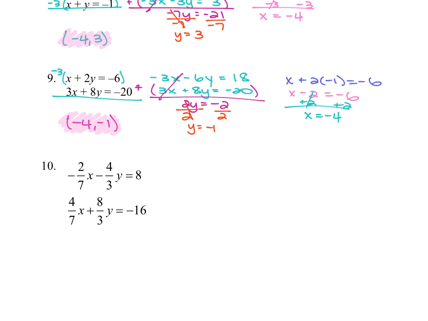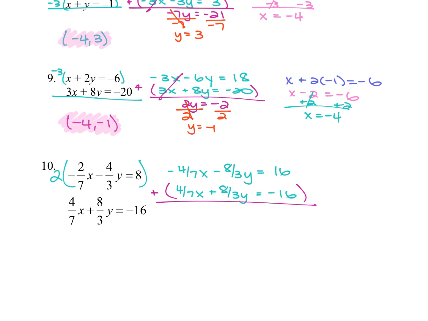If you are okay with working with the fractions, in the top equation your x's are opposites, your y's are opposites. However, the coefficients are not the same. So, in order to make the 2 over 7 a 4 over 7 with your x, we would multiply it by 2. So you can multiply the top equation by 2, and this would give you negative 4 over 7x minus 8 over 3y is equal to 16, as well as 4 over 7x plus 8 over 3y is equal to negative 16.